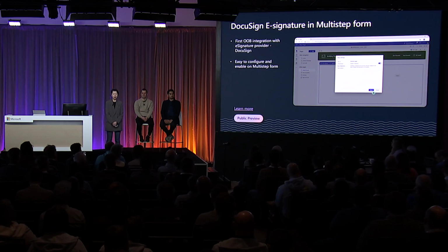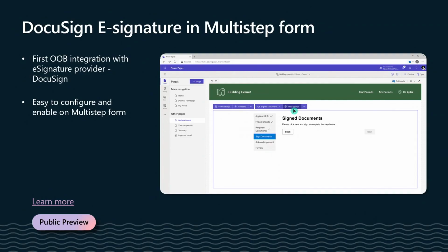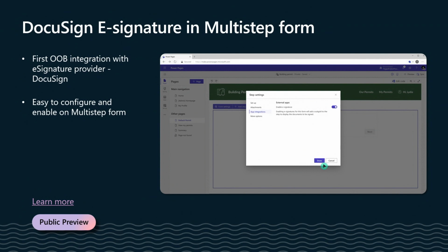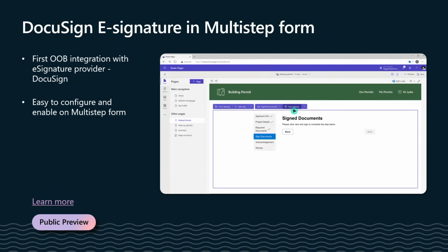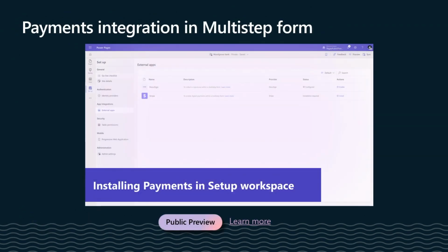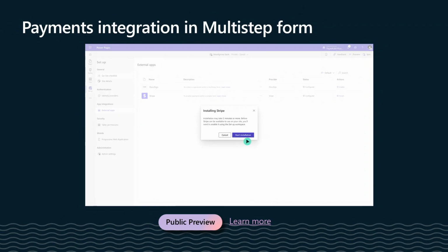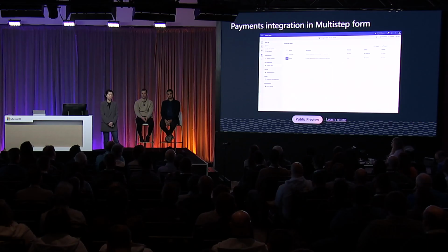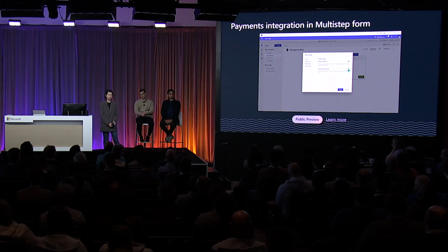Power Pages also offers high-value integrations to accelerate development. We recently released the capability to add e-signature, like DocuSign, to a multi-step form. And at Ignite, I'm excited to announce the no-code capability for accepting payments on Power Pages sites. Makers can add a payment component to a multi-step form that supports a variety of payment methods. This can be configured and enabled in a few clicks. This integration is built with industry-leading payment providers that ensures you are accepting payments in a PCI-compliant manner.